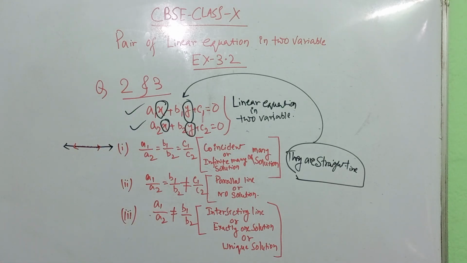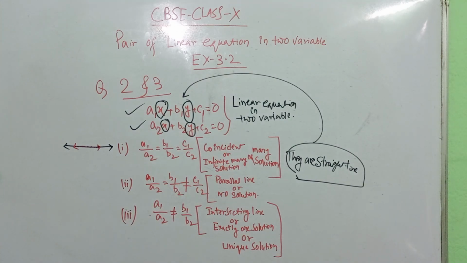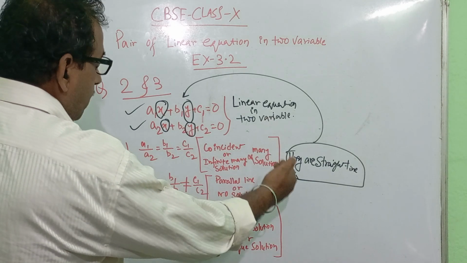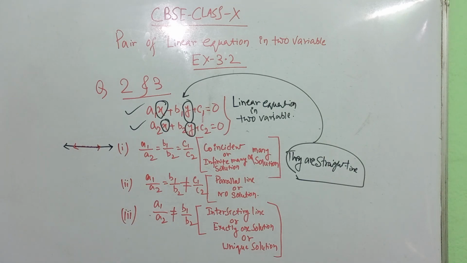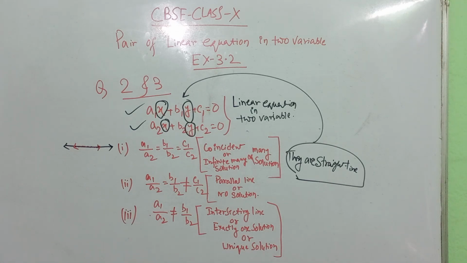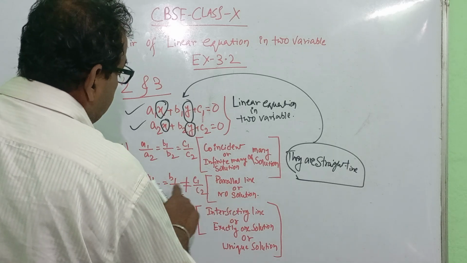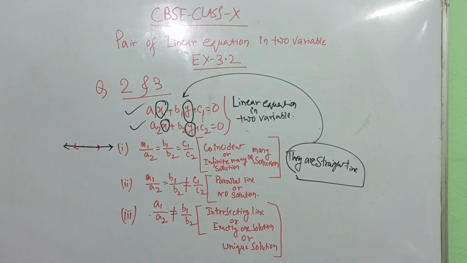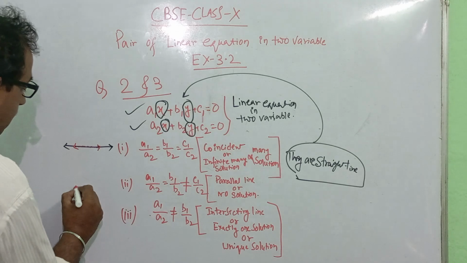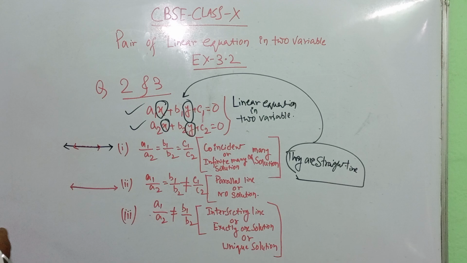इसको और टर्म में क्या बोलते हैं? इनफाइनाइट मेनी सॉल्यूशन. Is this clear? First one thing. अब तीनों अगर इक्वल होता है तो... देन अगर सेकेंड थिंग इज दैट if c1 by c2 is not equal to a1 by a2 and b1 by b2, this is parallel line. That means एक लाइन हो गया मेरा ऐसा और ये लाइन हो गया मेरा ऐसा.